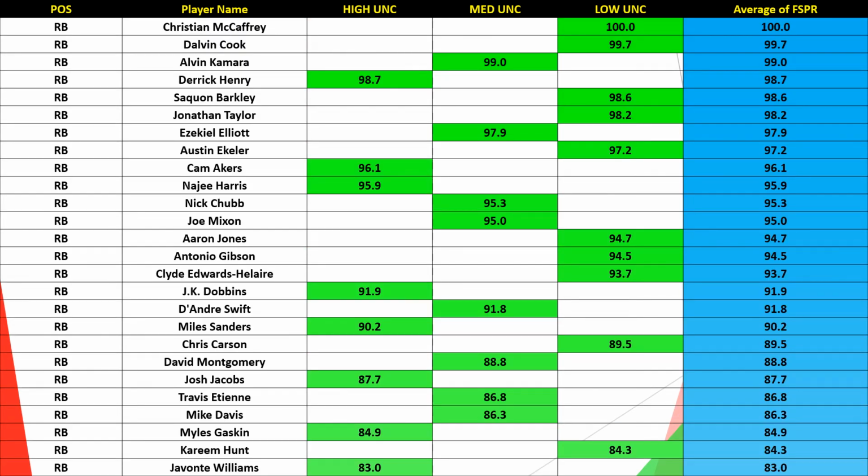Running backs, Cook and McCaffrey, pretty much the same. Low uncertainty. Kamara's got a little bit more. Derrick Henry's the fourth, but is thought to have the highest uncertainty. So be aware that if your fourth pick, Saquon Barkley or Taylor, the pros say probably as good as Henry, and they're safer.